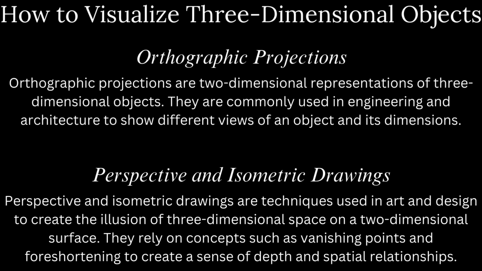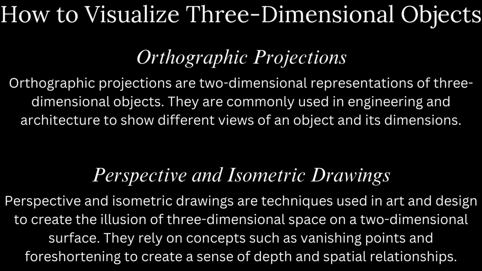How to visualize three-dimensional objects. Orthographic projections. Orthographic projections are two-dimensional representations of three-dimensional objects. They are commonly used in engineering and architecture to show different views of an object and its dimensions. Perspective and isometric drawings.